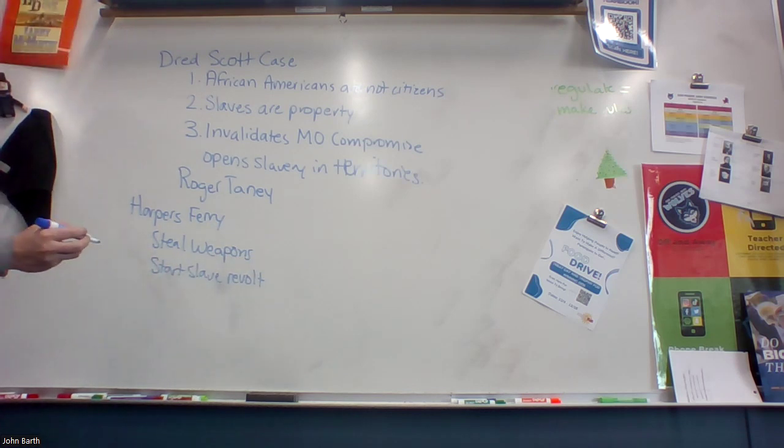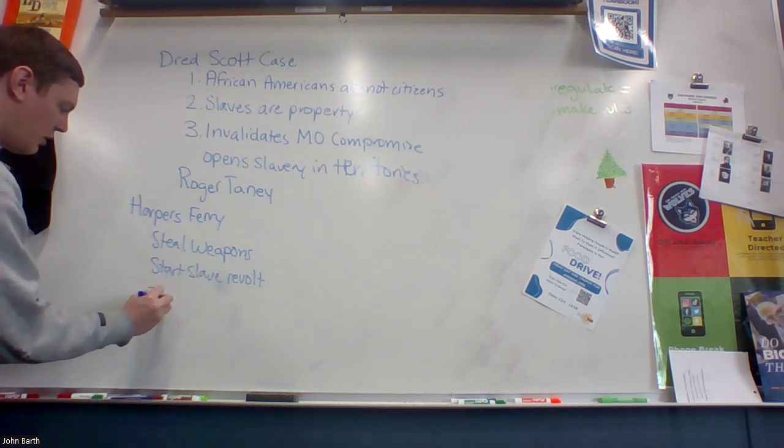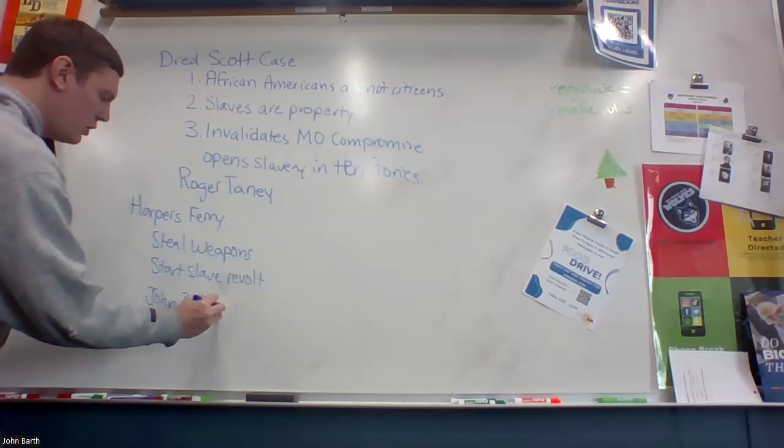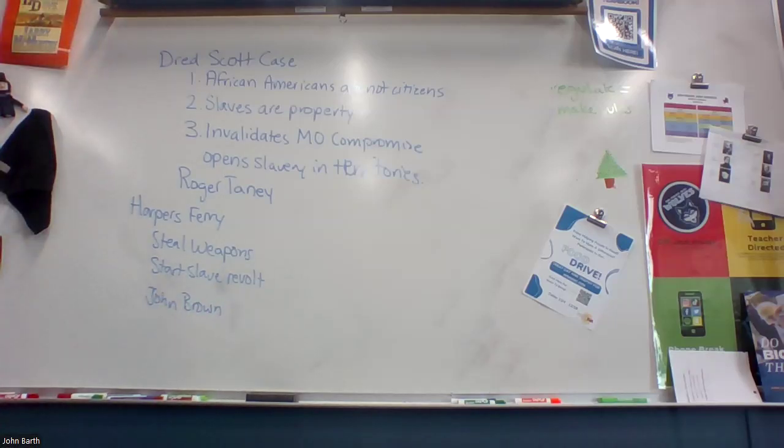What's the name of the person who does this again? John Brown. Is he successful? No, he's captured. He's convicted of servile insurrection and he's executed. But that makes him a martyr to the North. Like, wow, he was fighting for a good cause. Maybe I don't agree with his method, but he fought for something he believes in.